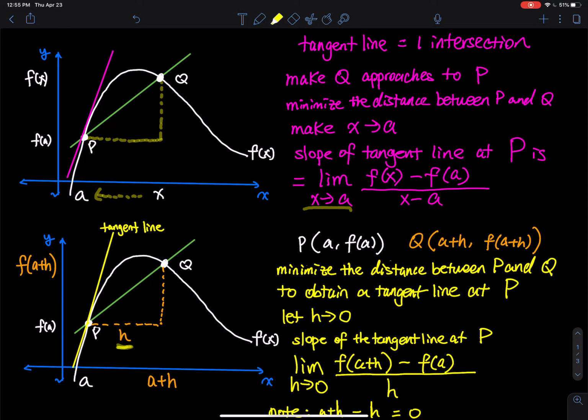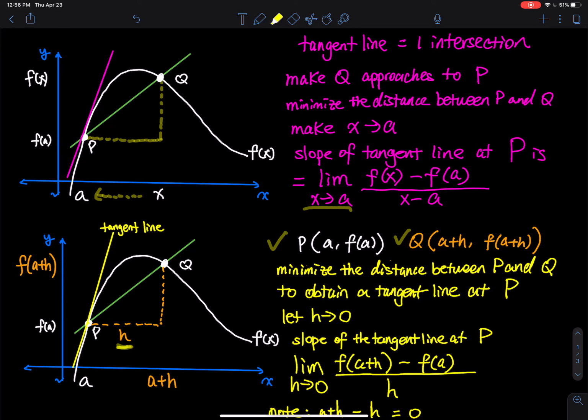So starting at A, and then you add H to A. So you are taking H steps forward to get to my next point. So the X coordinate of point Q is A plus H. And then you plug in A plus H to the function to get F of A plus H. So now I have the coordinates of point P and point Q.